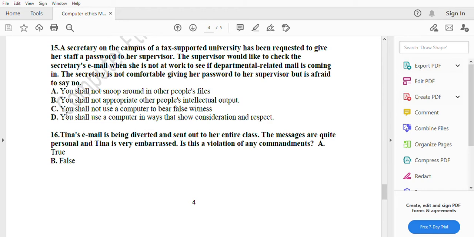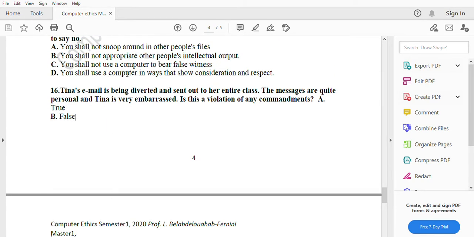So the possibilities: A, you shall not snoop around in other people's files. B, you should not appropriate other people's intellectual output. C, you should not use a computer to bear false witness. Or D, you should not use a computer in ways that show consideration and respect. So this is for 15, obviously.